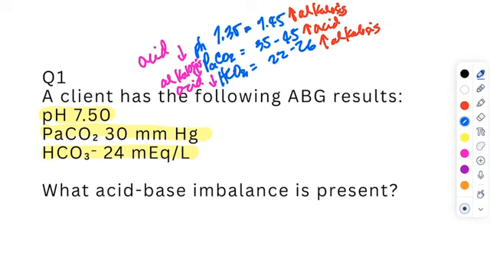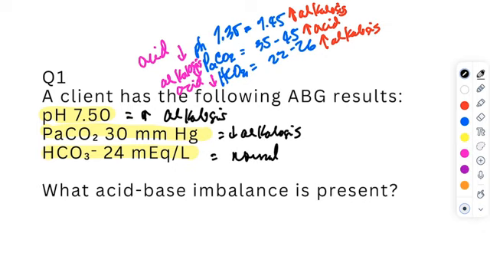So let's look at it together, okay? Let's look at our pH. Our pH is 7.5, so that's going to be high. So that would be on the alkalosis side, right? And then if we look at the PaCO₂, it says 30. That gives us an impression. If it's 30, we know it's below 35. It's going to be alkalosis, right? And then, of course, our bicarb is within normal limits.